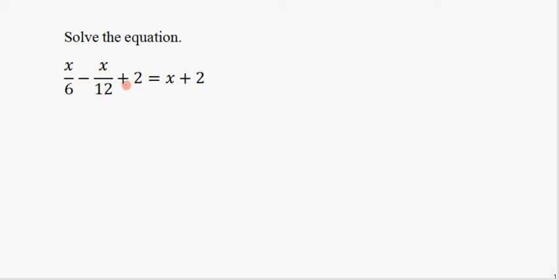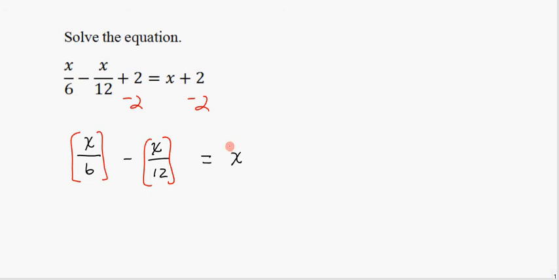In fact, what we can do is subtract 2 from both sides, and that will isolate these x terms. It'll look like this. The 2's cancel here, so we have x over 6 minus x over 12 is equal to, and on the right side, well, the 2's cancel here as well, so that worked out nice. We just have x. Now, we really can't do anything else without getting rid of these fractions. We have to involve these two terms. So we'll multiply everything by the least common denominator, which is 12.